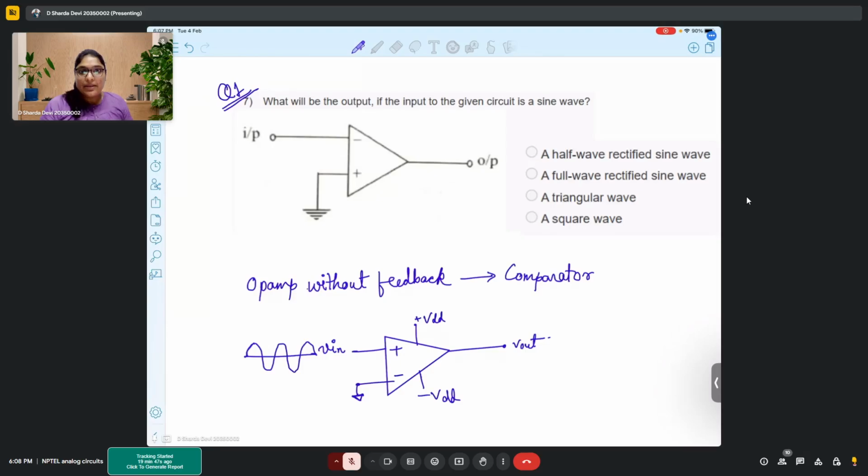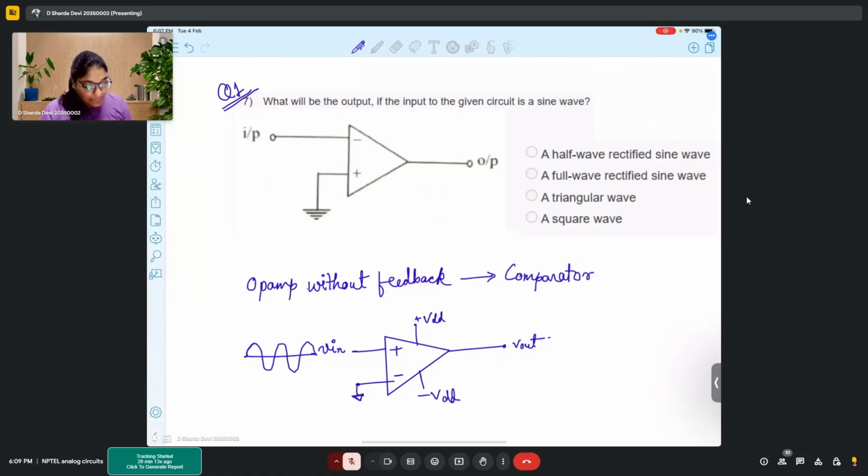And why does it give plus and minus VDD? Because we know that the open loop op-amp has very high gain, so the output saturates at plus minus VDD. It depends on which terminal is at higher potential compared to the other terminal. That's how you will get the output.